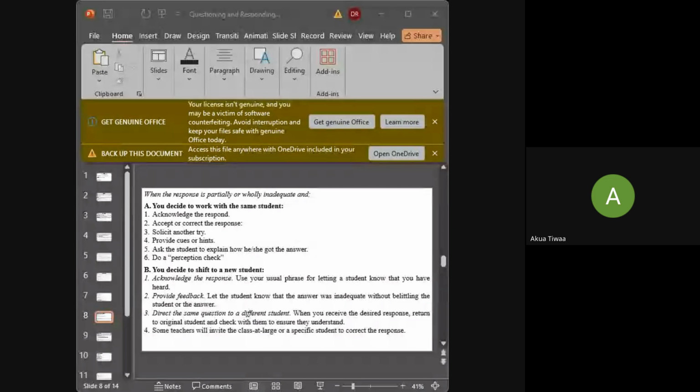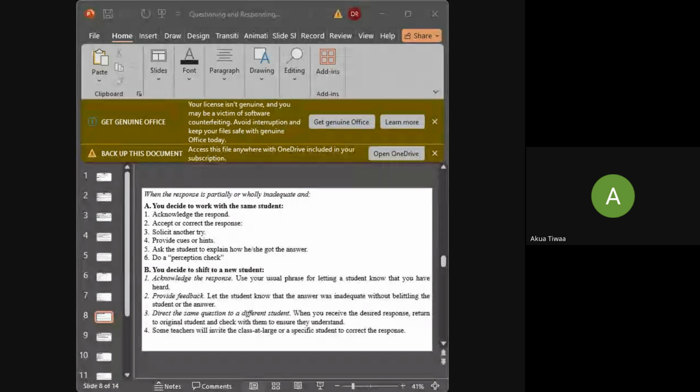And then if you see that the answer the learner gave is not right, you can tell the person to come again. You can say, oh, nope, think about it. Try again. Or you can sometimes try to give cues or hints. You give the person a clue. And then you ask the student to explain how he or she got the answer.